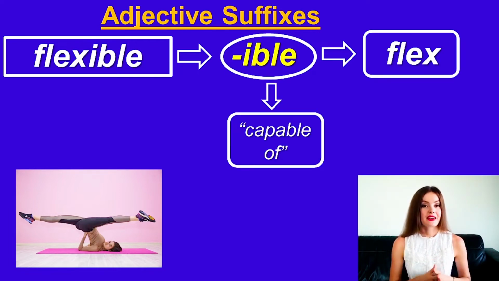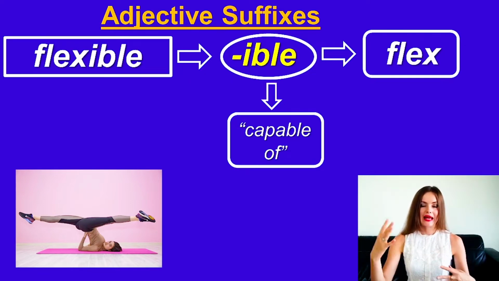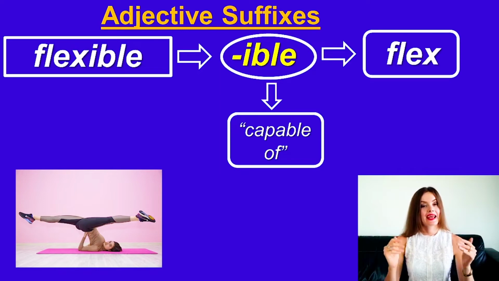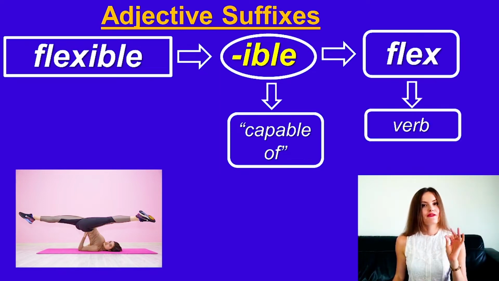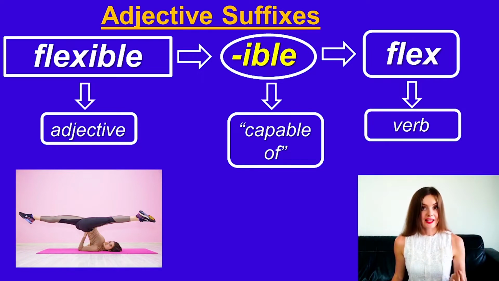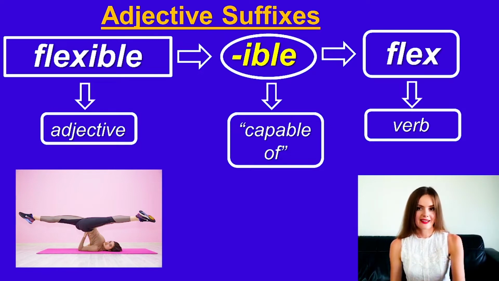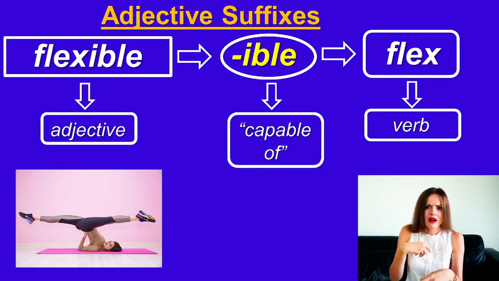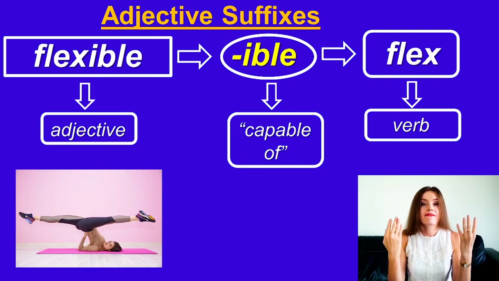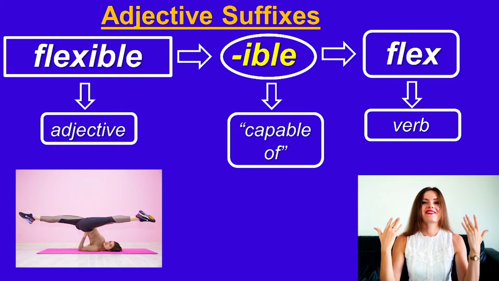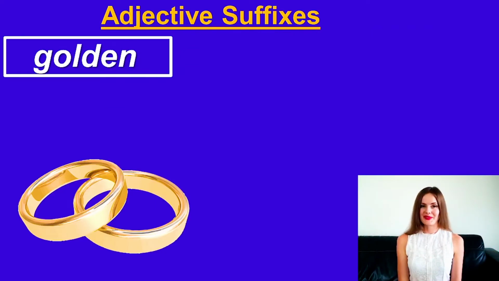Perfect. The meaning of the suffix ible is exactly the same as able. So ible and able mean capable of. To flex is a verb. So flexible is an adjective. When we add the suffix ible to the verb flex, we get capable of flexing, which is flexible. Adjective flexible. Oh, the next word is, of course, golden.